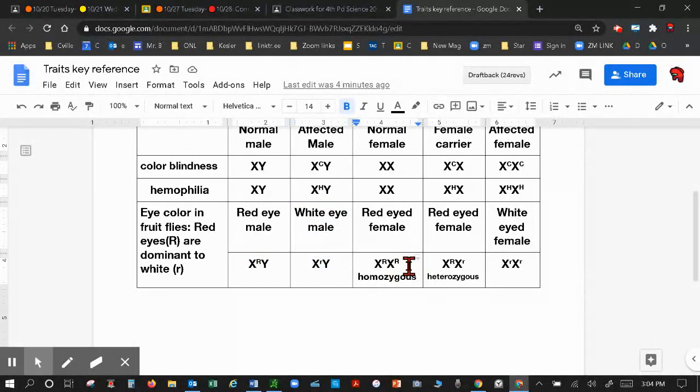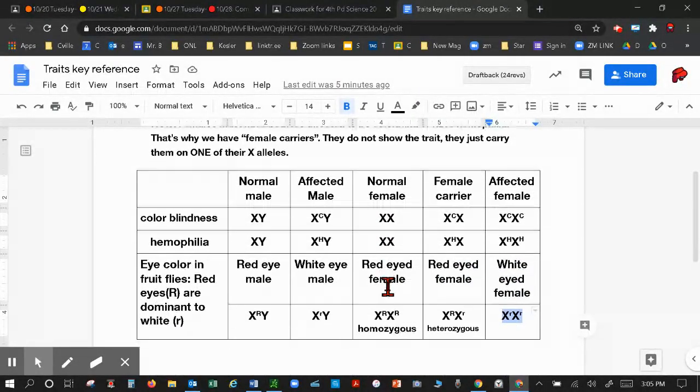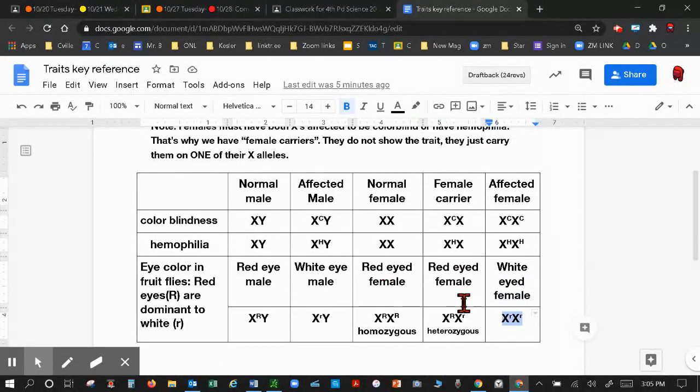For a female, she can be red-eyed two ways. She can have both dominant alleles, that's homozygous, X capital R, X capital R, or she can be heterozygous, X capital R, X lowercase r. With both of those, she looks red. For a female to have white eyes, she would be X lowercase r, X lowercase r. So that's the breakdown of what the letters, the alleles, look like in these Punnett squares.